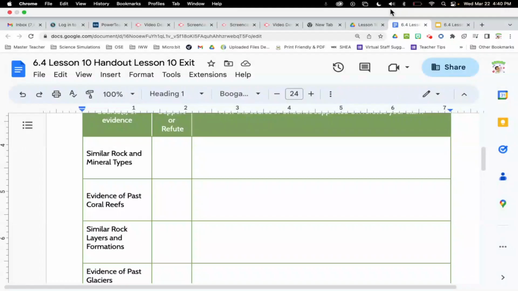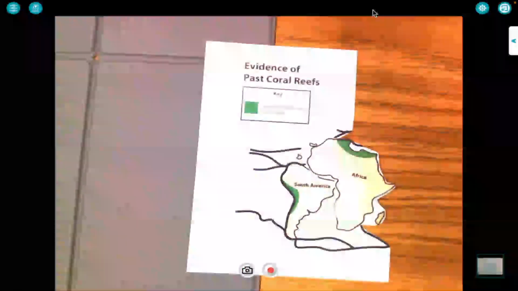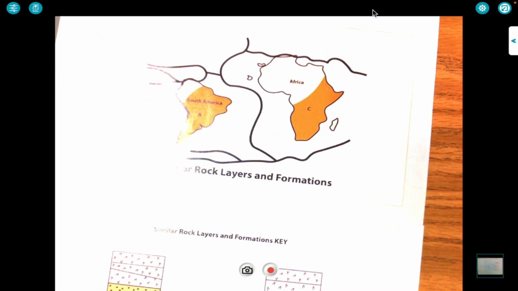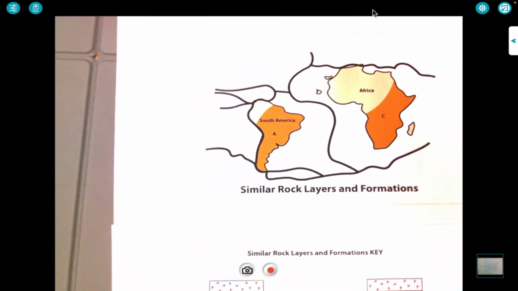Okay? We go back. Now, I'm not going to explain each one. I'm just going to show you the maps. And what you can do now is just pause and try to figure out if you want to support or refute. So here's another one.